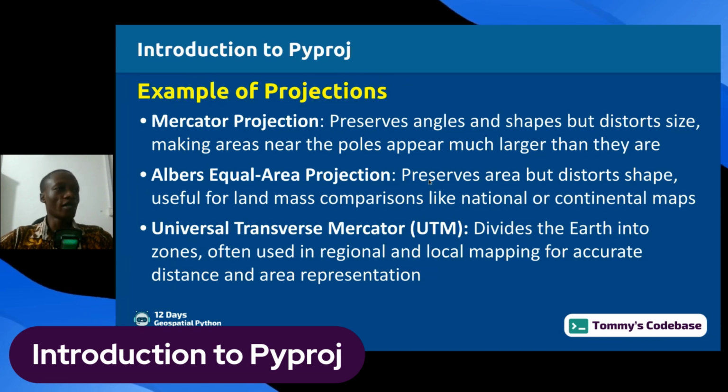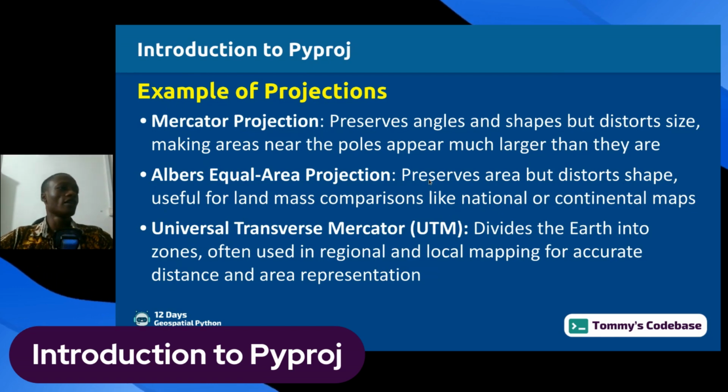It will give you the correct area, or preserve your area to the best it can, but your shape will be distorted. And so that one is also useful for landmass comparisons and other stuff like continental maps. So if you see any map displaying continents where the area is not that close to reality, most likely they are using the Albers equal area projection.